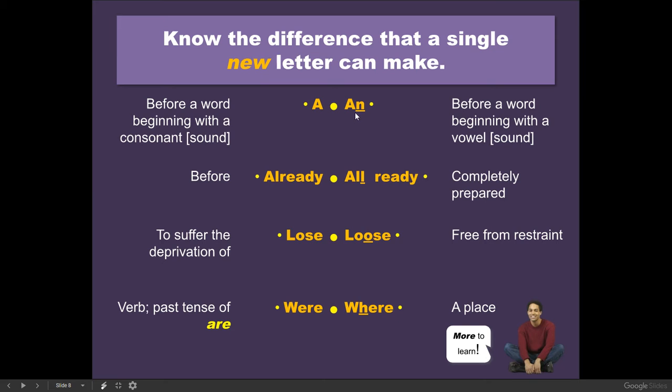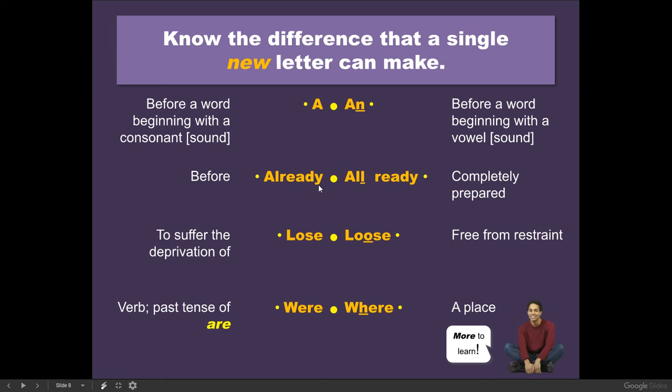So if you're using an, this goes between a consonant and a vowel, and whatever this word is has to start with a vowel. Orange, an orange, vowel, consonant, vowel. All other words that start with consonants just use an A.